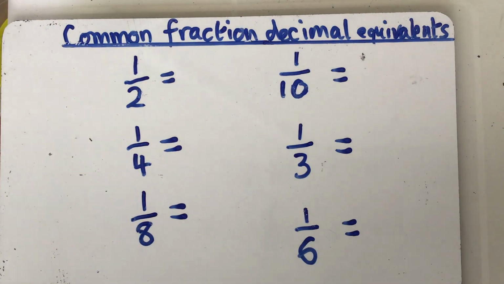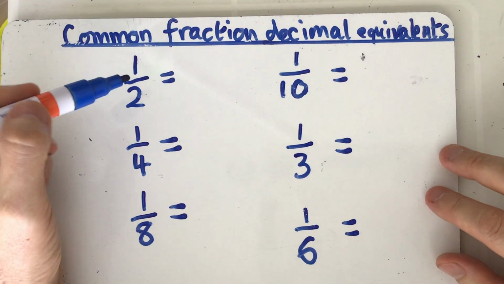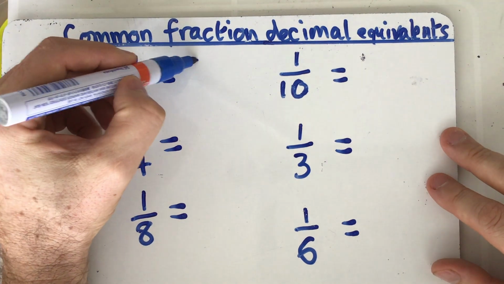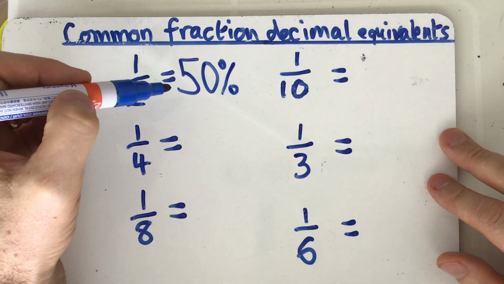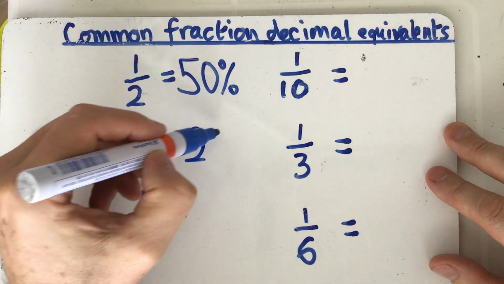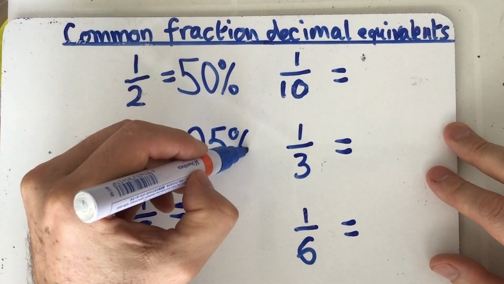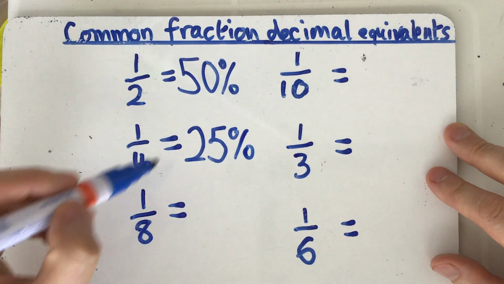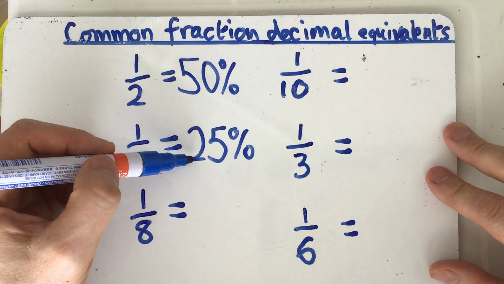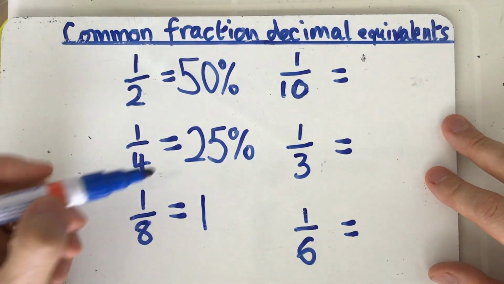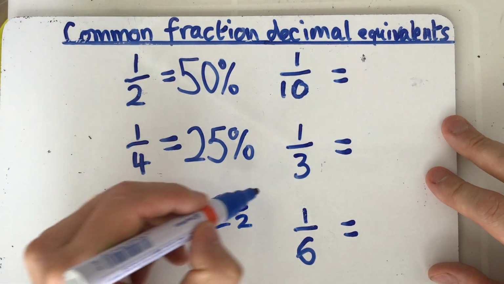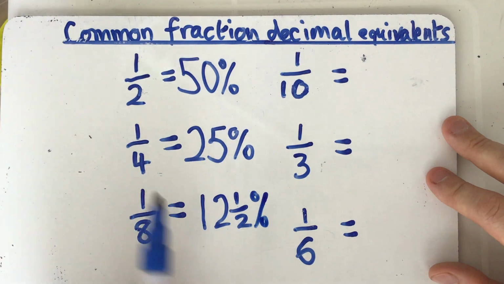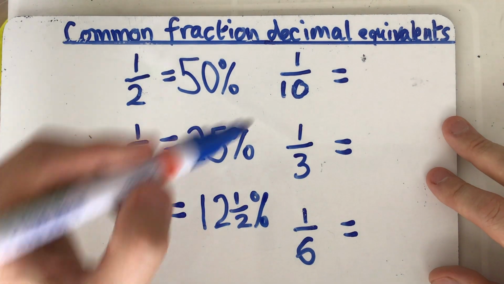So there are quite a few commonly used decimal equivalents, and here are just a few of them. 1/2 is the same as 50%. 1/4 is half of that, which means it's half of 50, which is 25%. And 1/8 is actually half of this. Half of 20 is 10. Half of 5 is 2.5, so 1/8 is 12.5%. You're allowed to have fractions as percentages.